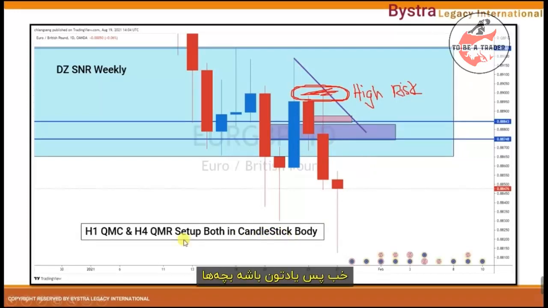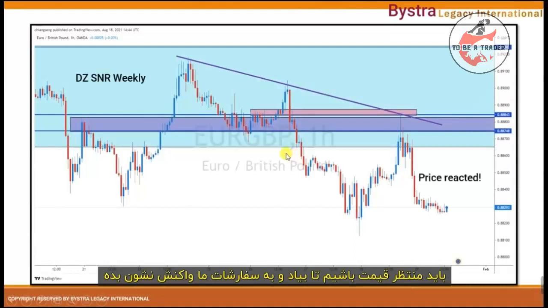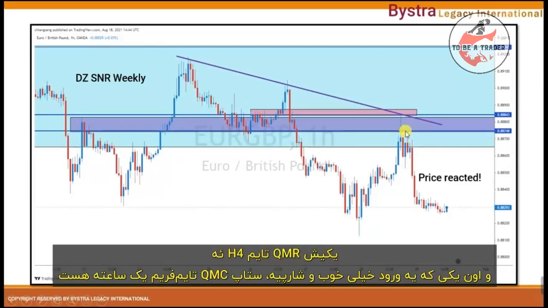Okay, remember, guys, both setups have to be at the candlestick body. So it met the SOP. Next, what should we do? We wait for the price to come and react to our orders. As we can see, price has come back to take both of our orders. One is the QMR H4 and the other one, this is a very good sharp entry for our QMC H1.